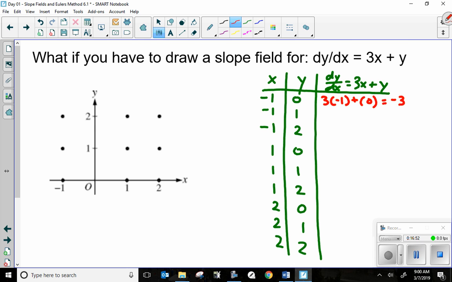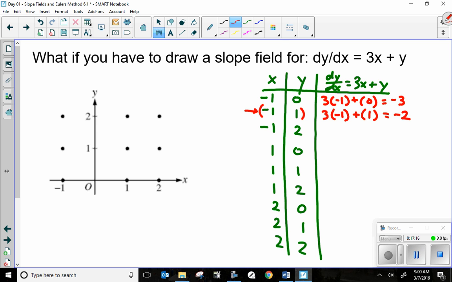Now, I'm not going to draw that now. I like just finishing the table. Then my reward is to do no more math and just draw and color. That's my little reward to myself. So the next one: 3 times my x value, which is still -1, plus a y value of 1, because I'm using this set of coordinates right here. I should get -3 plus 1, which is -2.